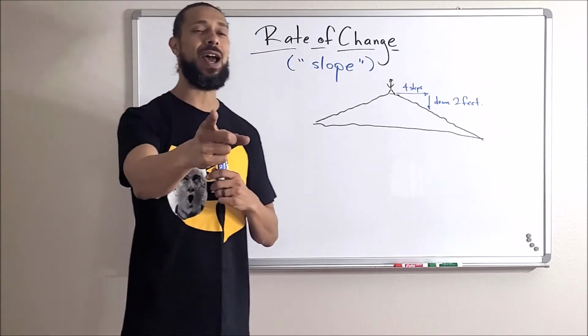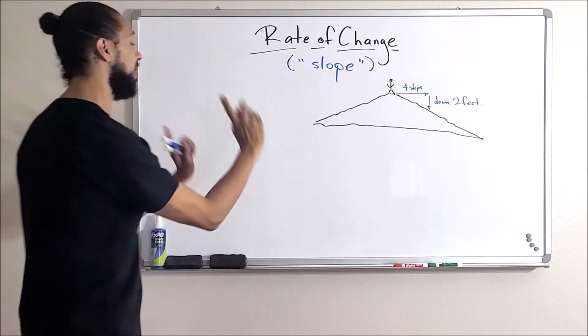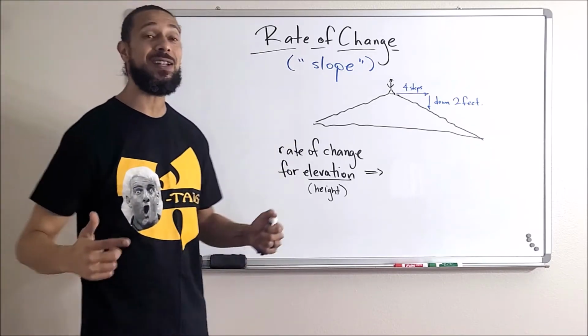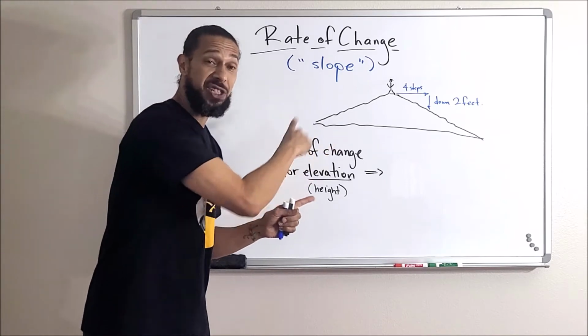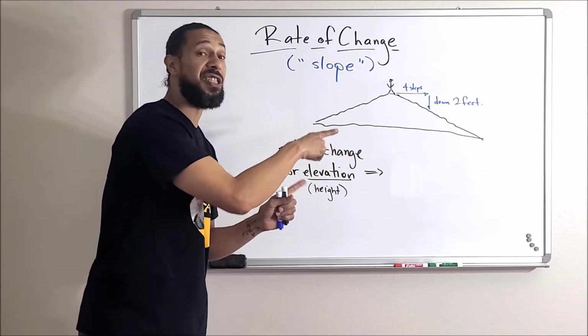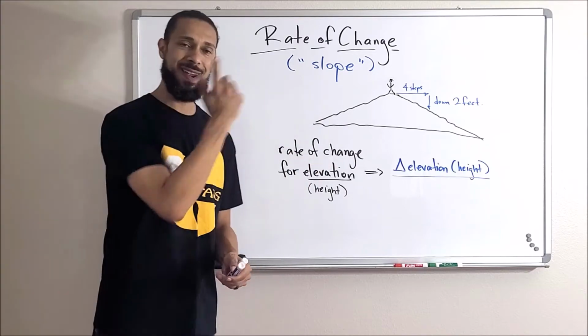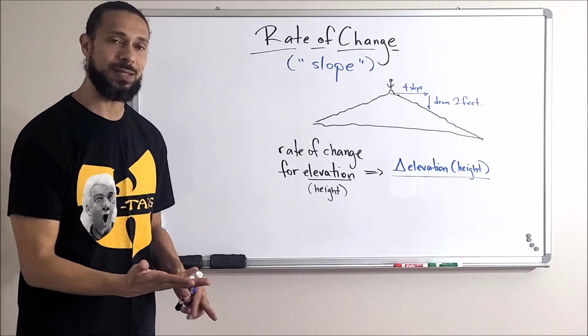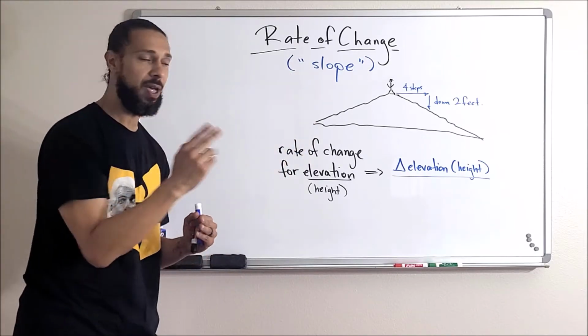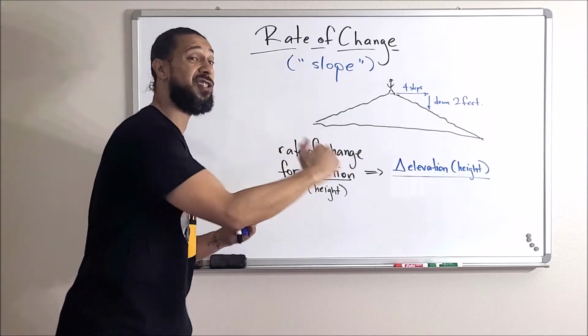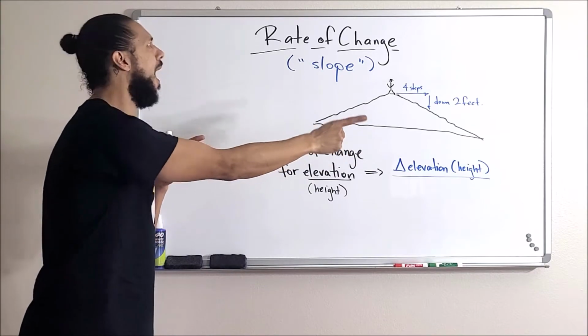Let's see if we can figure out a rate of change for this. So let's figure out my rate of change for my elevation. So when I put my deltas up here, my change-ins, I'm talking about the change in elevation. And now I gotta compare that to something. In this case, what 2 things are changing? My change in elevation and my change in steps.